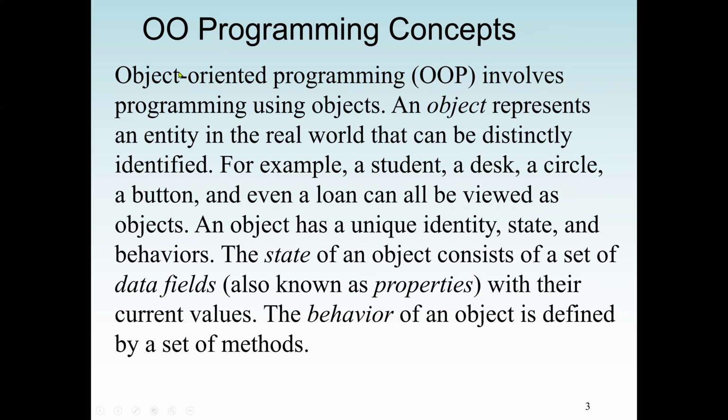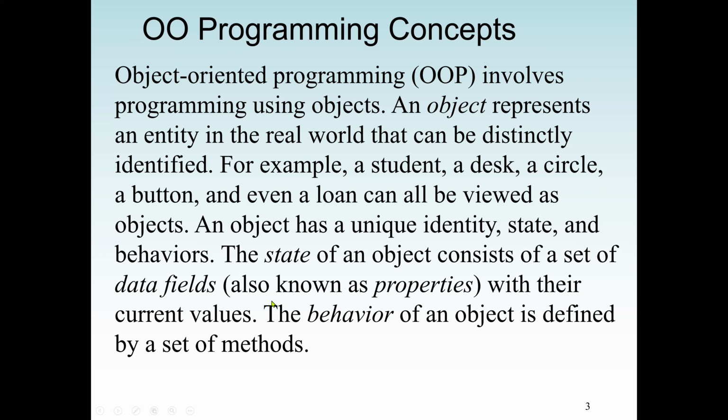So we start with the object-oriented programming concept. Here we say object-oriented programming involves programming using objects. An object represents an entity in the real world that can be identified. For example, a student, a desk, a circle, a button, even a loan can all be viewed as objects. Also in Python, an object has a unique identity, and it must have a state and behavior. Every object has two major items, the state and behavior. The state will be the data members. The behavior will be the methods or the functions.